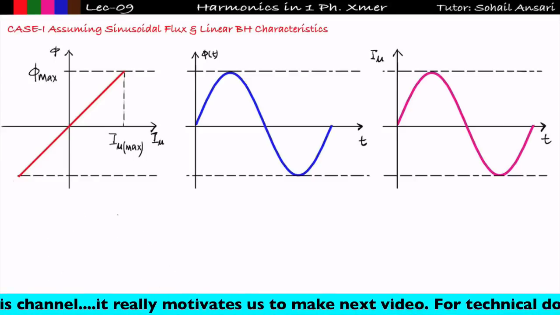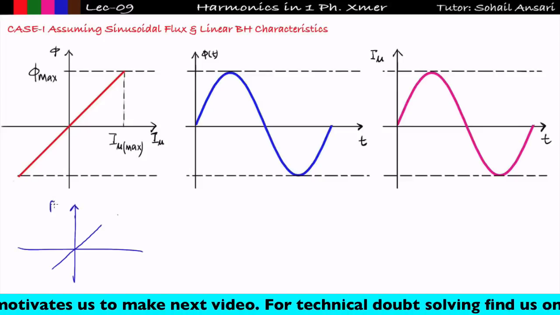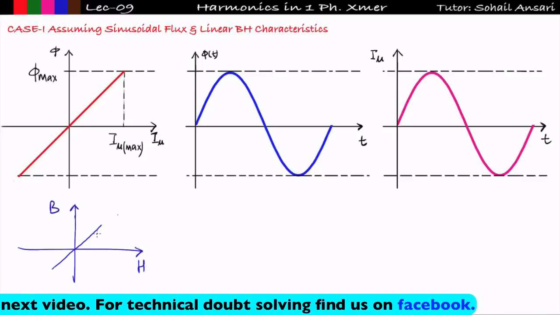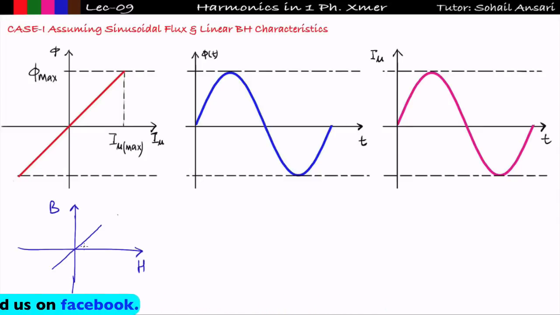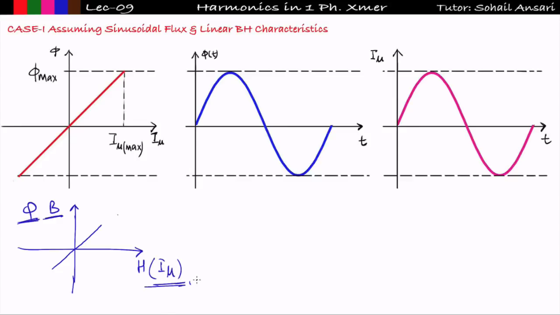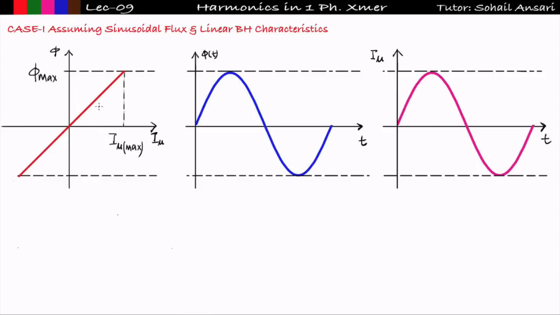Let us consider the BH characteristics is linear. This is the plot between B and H. It will pass through the origin and it will follow the equation of a straight line in order to have linear characteristics. Got it? So I can replace B with phi, as we know B is directly proportional to the flux, and I can replace H with I mu, the magnetizing current, since magnetic field intensity I will get if magnetizing current is available. Then the characteristics will look something like shown in red pen. This is my BH characteristics having value phi max here and the magnetizing current here, and I am assuming that this is linear.